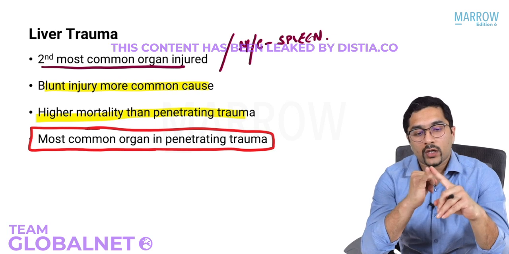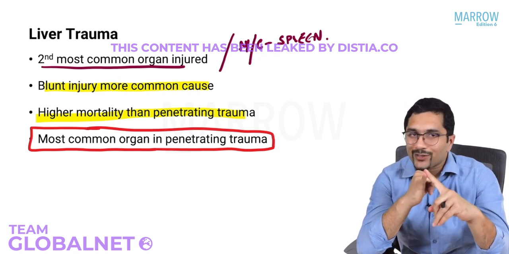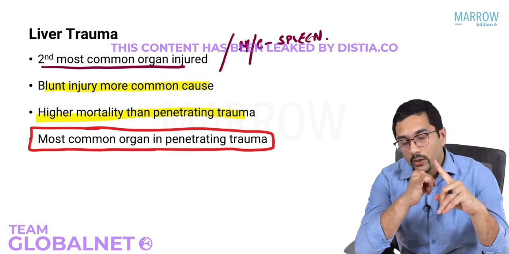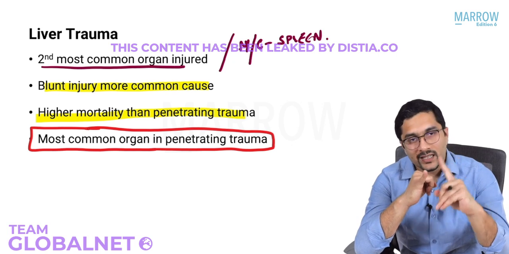So most common organ injured overall is spleen. Most common organ injured in blunt trauma is also spleen. Most common organ injured in penetrating trauma to the abdomen is liver. Okay.